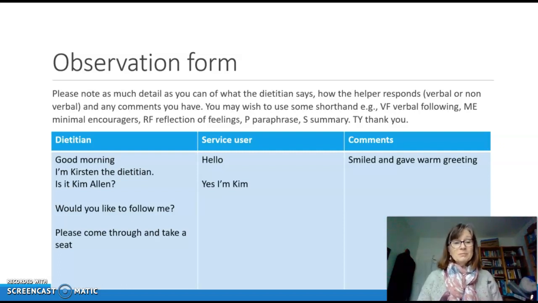If you want to print the observation form off, if you feel happier writing, that's fine. If you just want to download it and use it on your computer, that's absolutely fine. The key thing is you find the best way for you to be able to record what happened and give some feedback to the person playing the dietitian.